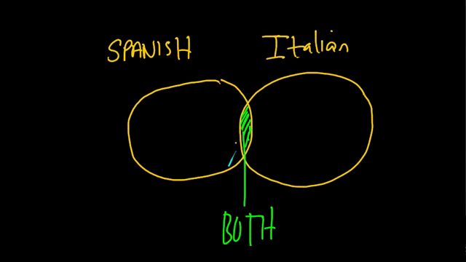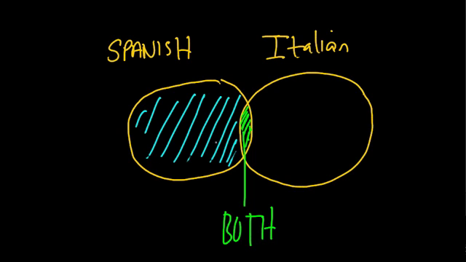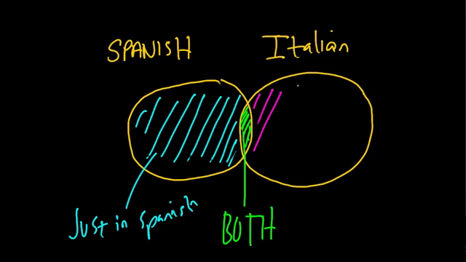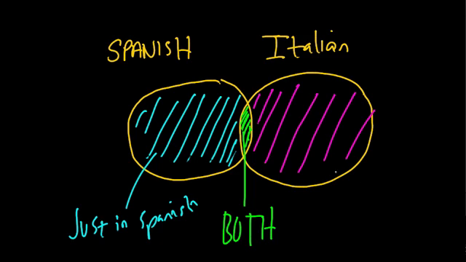And let's just be clear about this shaded region over here. Since the whole circle on this left-hand side represents the kids that are in Spanish, if this green portion represents both, the remaining piece represents students that are just in Spanish alone, right, and not also in Italian. And likewise, this region right here represents the students who are just in Italian, right, and not in both Spanish and Italian. So this is just in Italian class.